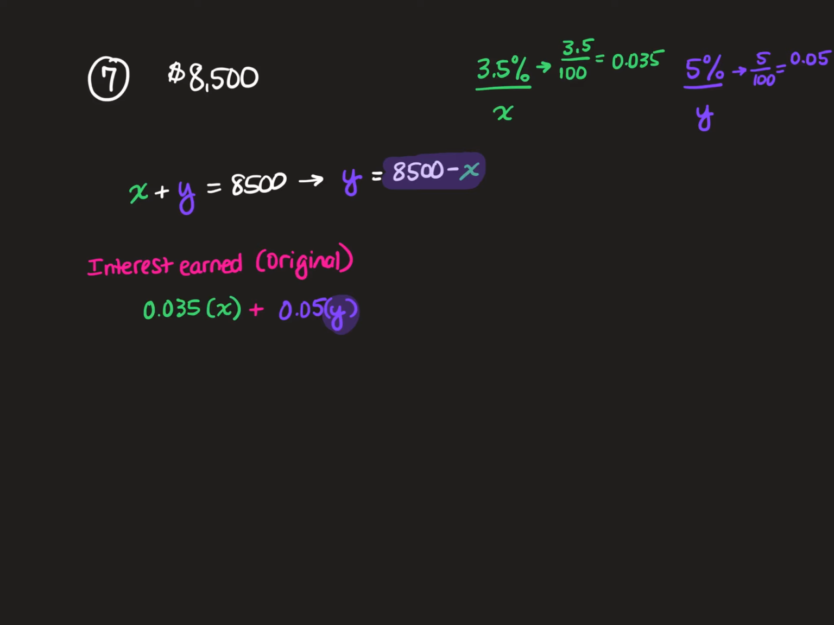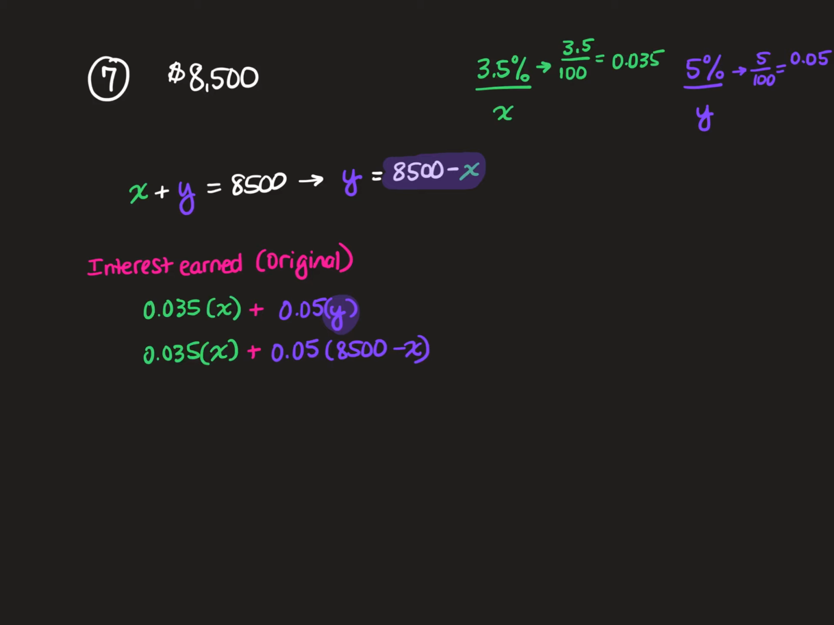So I would have 0.035 times X plus, and now instead of writing Y, I'm going to write 8,500 minus X. So that gives me how much interest I earn in the original investment. There's a second investment though. It says if you switch how much you invest at each rate, you're actually going to get more of an income. Now, when we talk about income, we're talking about how much interest you're earning. Okay, so that's what this calculation is telling us. It's telling us how much interest we're earning.